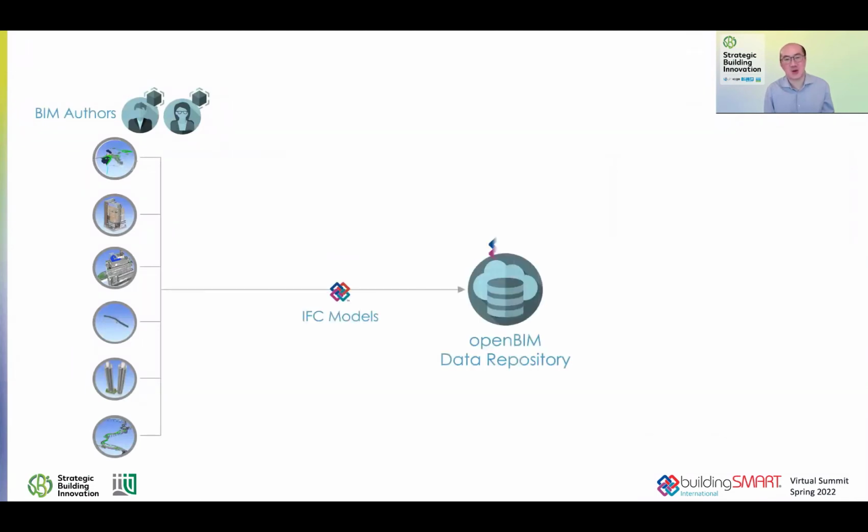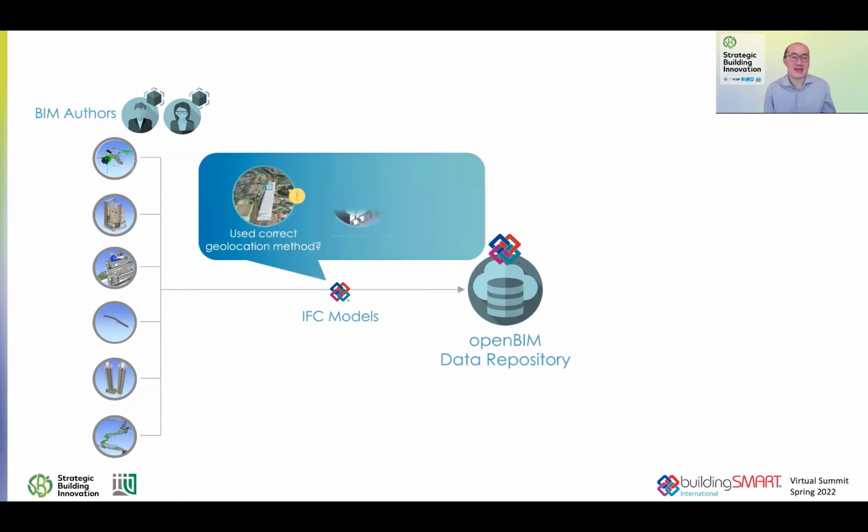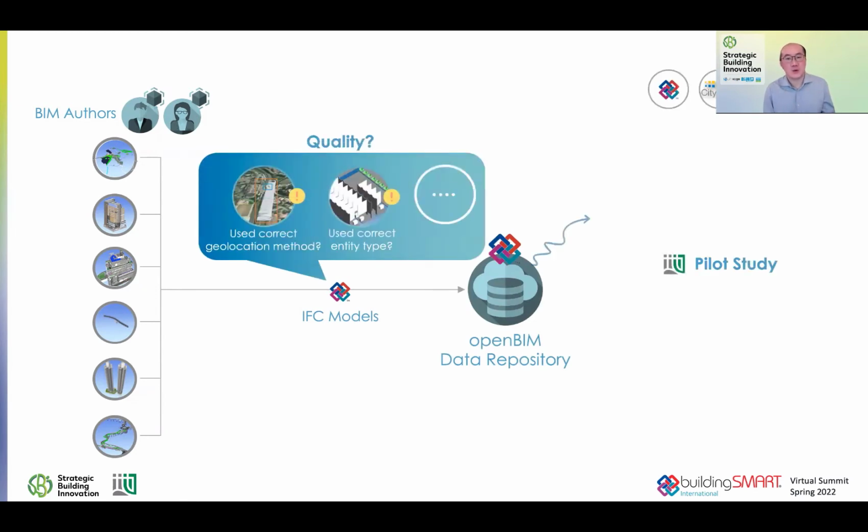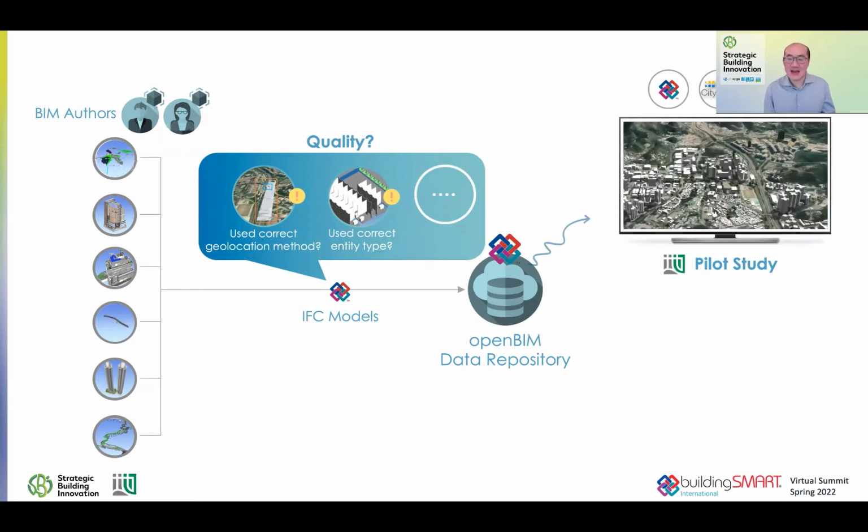The key question we have is how do we ensure good quality assurance and good quality control? Of course, we know that individual BIM authors will need to be very diligent. Yet, from a client perspective, what more can we do to ensure that the quality is reliable? As we often see, geolocation methods may not be accurately used or standardized. There may be some IFC entity types that were incorrectly used, and all these would have adverse impacts, in this particular case sponsored by the Lands Department of Hong Kong.